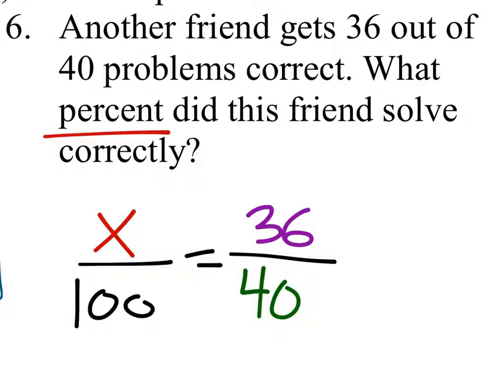Yeah, so 100 times 36 divided by 40. So 100 times 36 divided by 40, 90? Thank you. So this person got 90% correct. Good job.